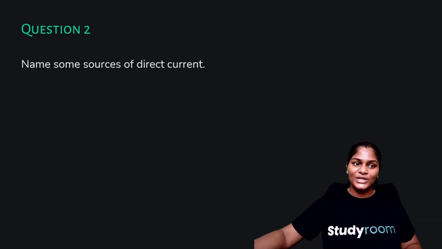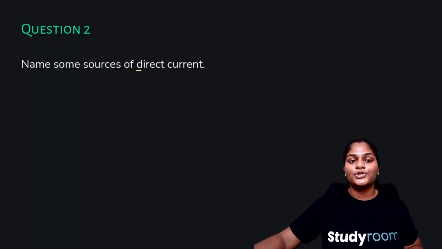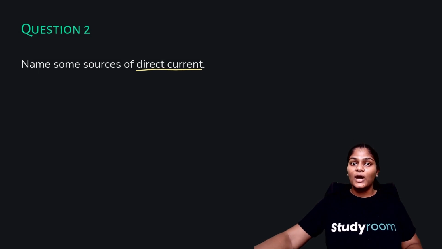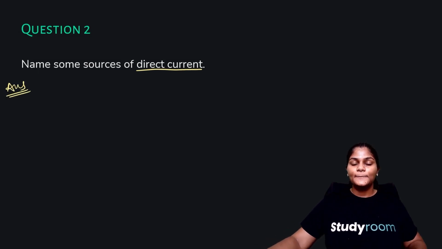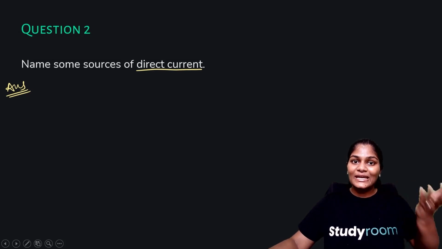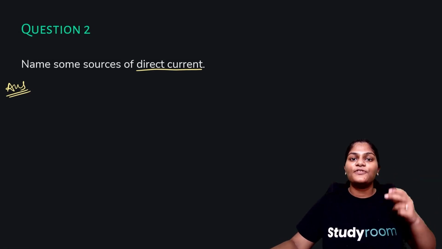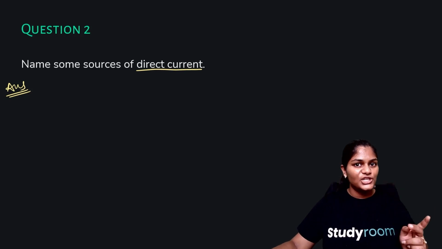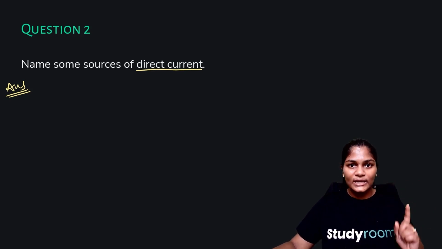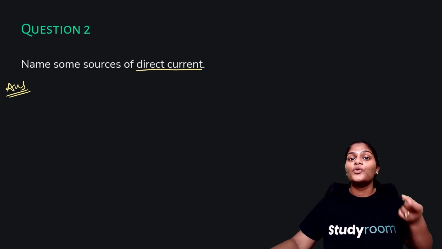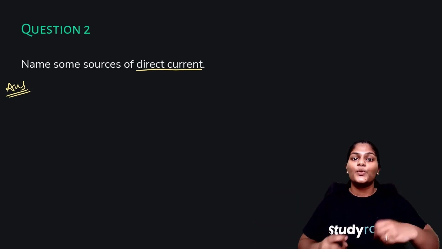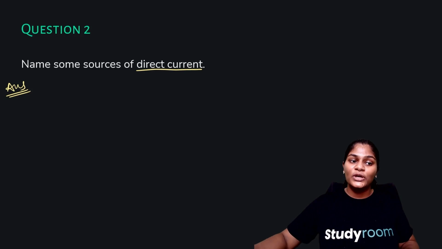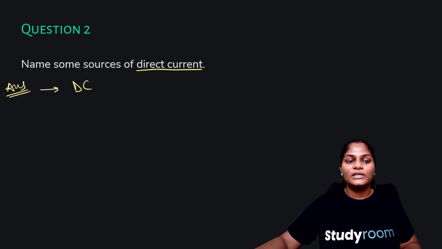So the next question asks us, name some sources of direct current. Now, I just told you when we were doing the generator, that in the case that we did, every half a revolution, the direction of current is changing. So it is an alternating current. But I told you when we put a split ring in place of the two full rings, we get a direct current. So in that case, we call that a DC generator.